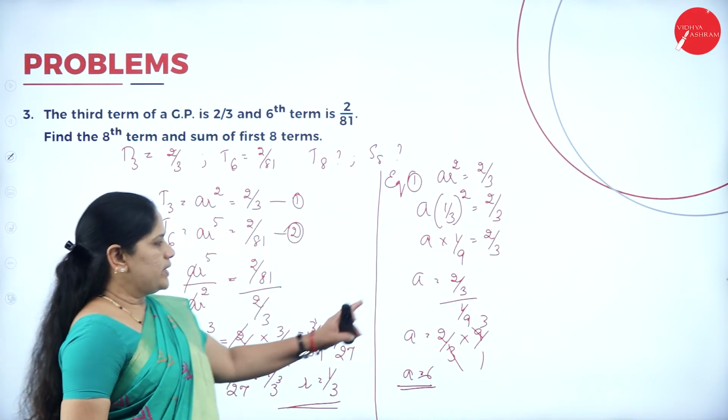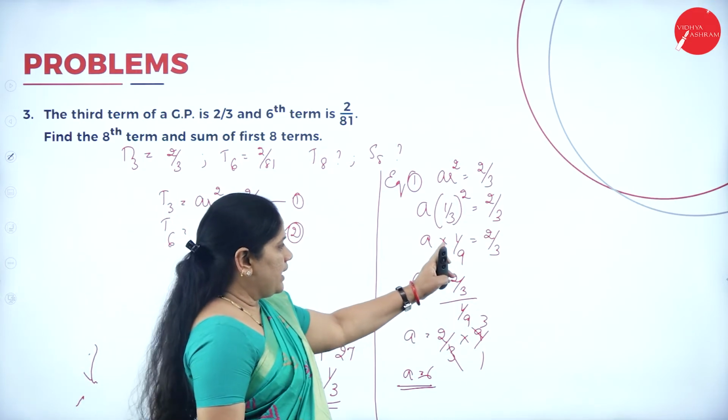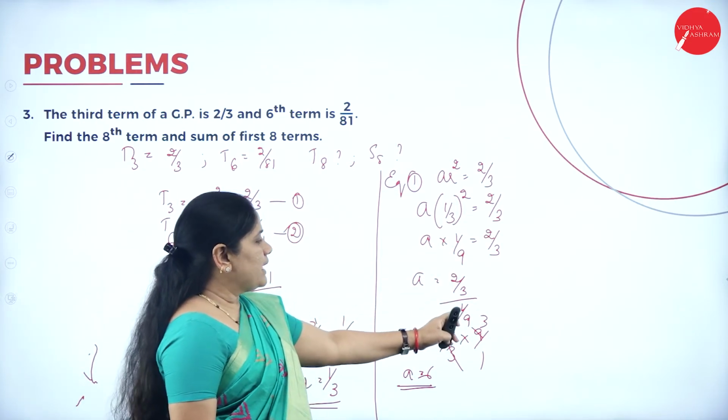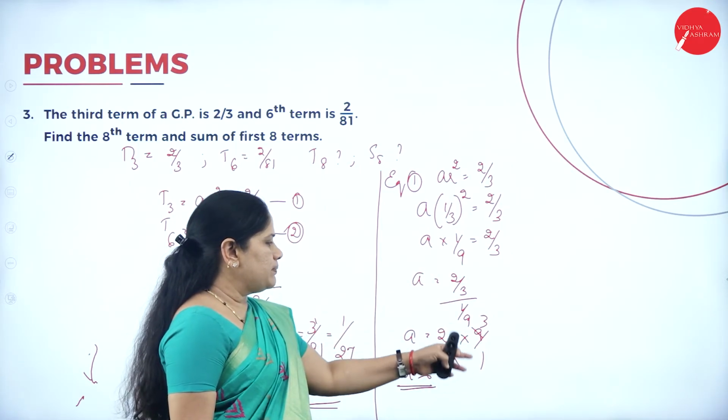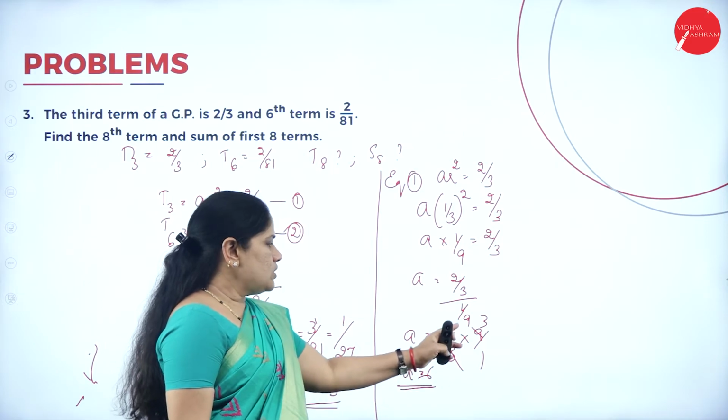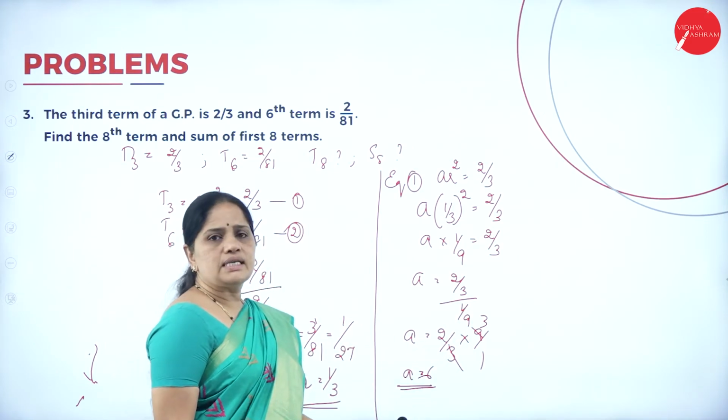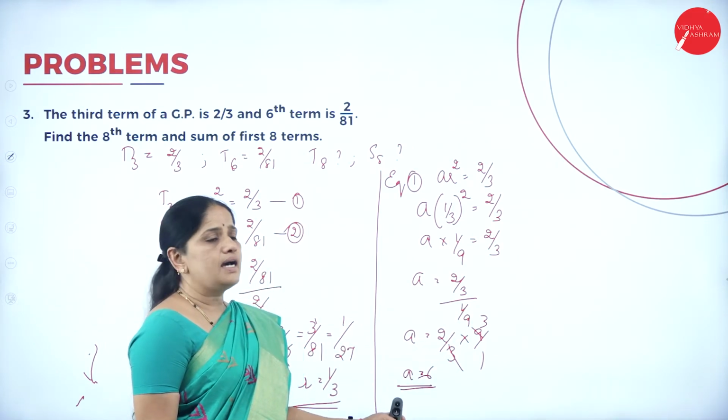Now I want only A. So 2 by 3 divided by 1 by 9. When I take the reciprocal, it becomes 9 by 1. So 3 3s are 9, 2 3s are 6. A equals 6 is the answer.